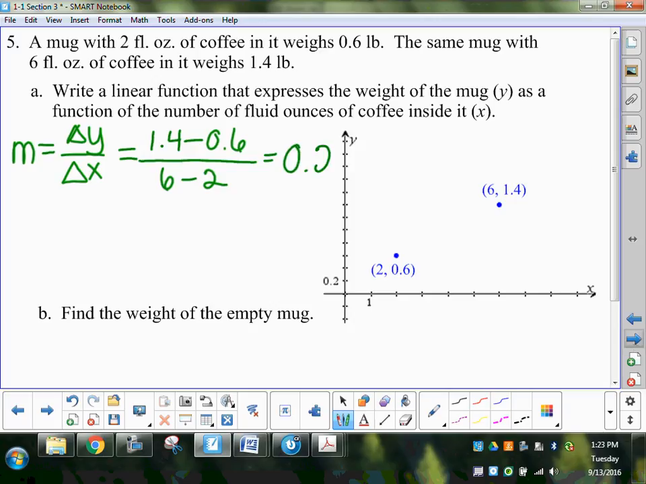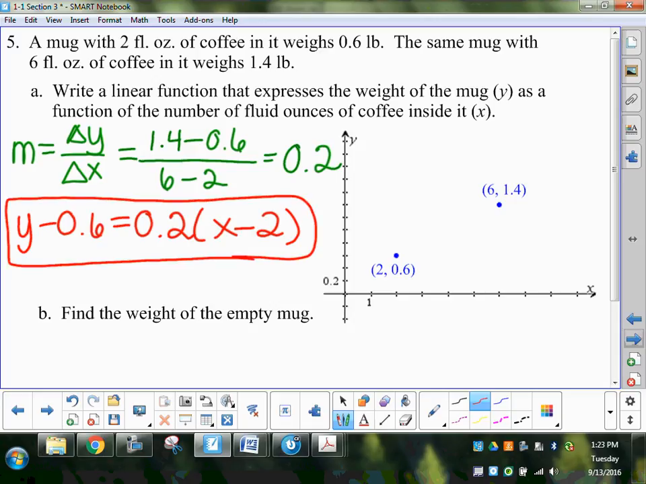So if I'm going to give a linear model of this, it's going to be y is equal to, we've got to use the point. Let's use the 0.6. Y minus 0.6 is going to be equal to 0.2 times x minus 2. Could we have used the other point and gotten an equivalent answer? Sure.